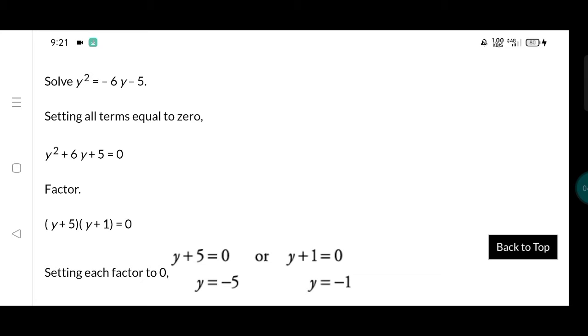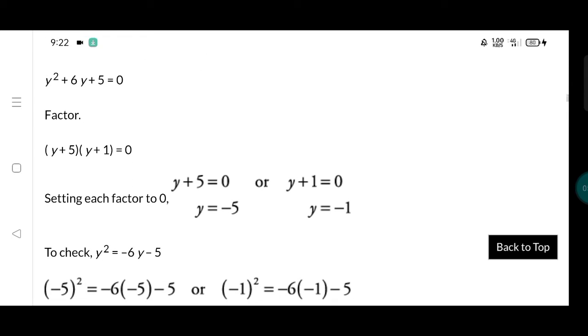Therefore we have these two values for y. y plus 5 equals 0, then y is equal to negative 5. And the other one is y plus 1 equal to 0, then y is equal to negative 1.